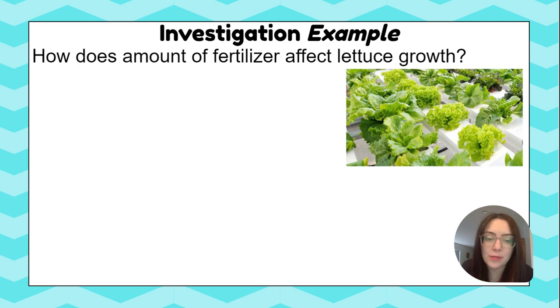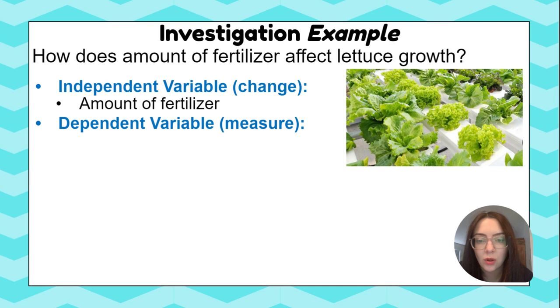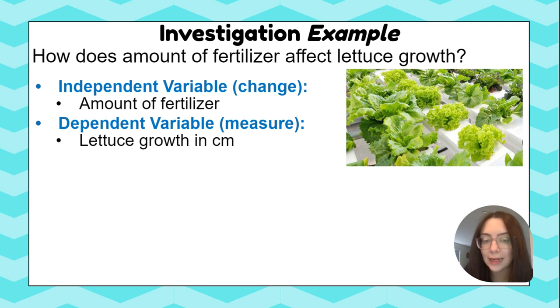So let's say our experimental question is, how does the amount of fertilizer affect lettuce growth? The independent variable. So look at this question. What could we change? Could we change the amount of fertilizer, or could we change the lettuce growth? Well, we can change the amount of fertilizer by giving the plants different amounts. Dependent variable. What are you going to measure at the end of this experiment to see if the change affects the experiment? We can measure the lettuce growth in centimeters.